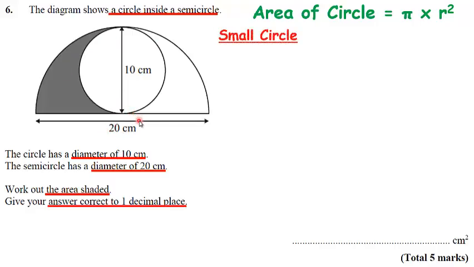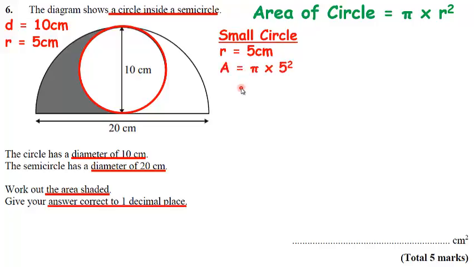So for the small circle, its diameter is 10, so that means its radius is 5. I'm interested in the radius because the area of a circle is pi times radius squared. So the area of the small circle is going to be pi times 5 squared. I could go on to work that out. It's a calculator paper, so you can punch that into your calculator, and there you've got your result.